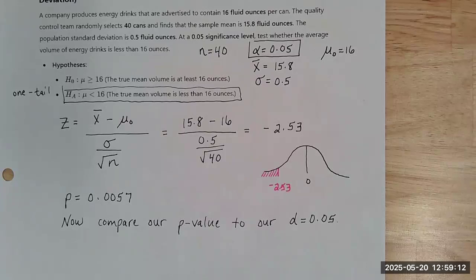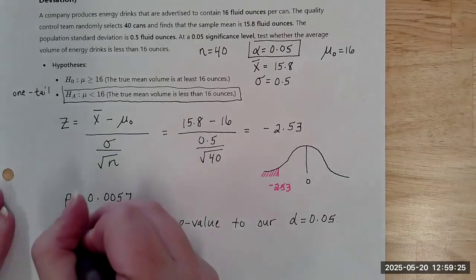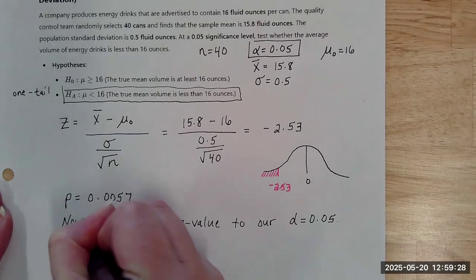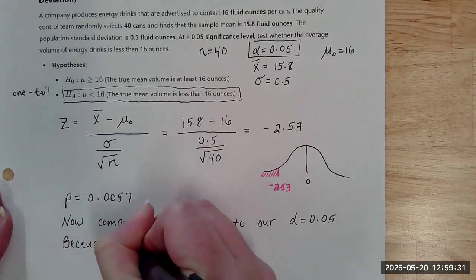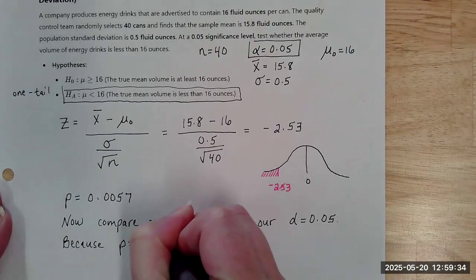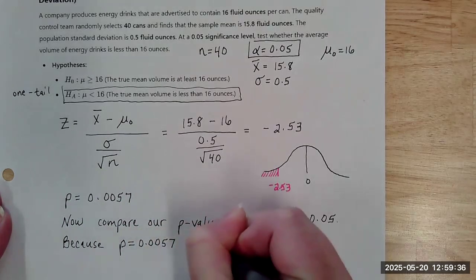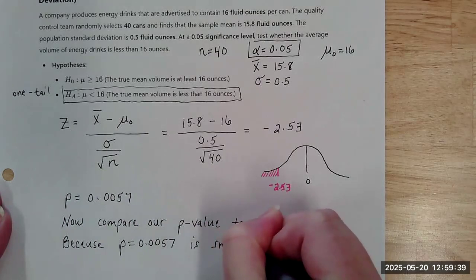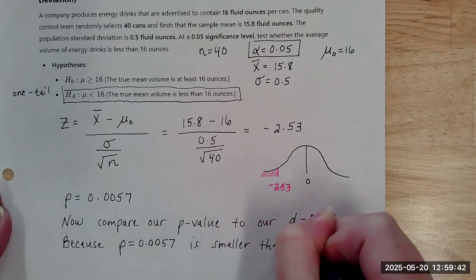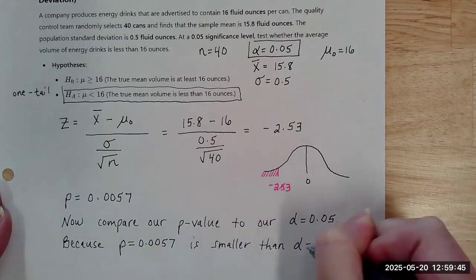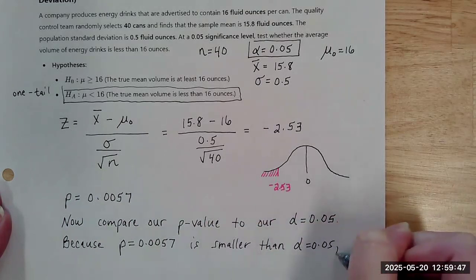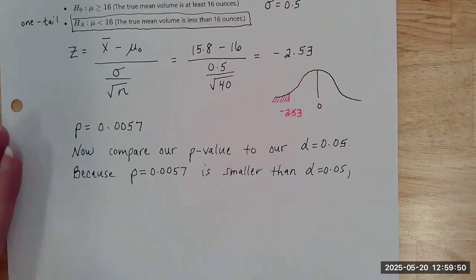I know they look similar because they have a 5 in it, but this one only has 1 zero in front. This one has 2 zeros in front. This is way smaller. Your p-value here is way smaller than that alpha. So because the p-value is smaller than the alpha, we reject the null hypothesis.